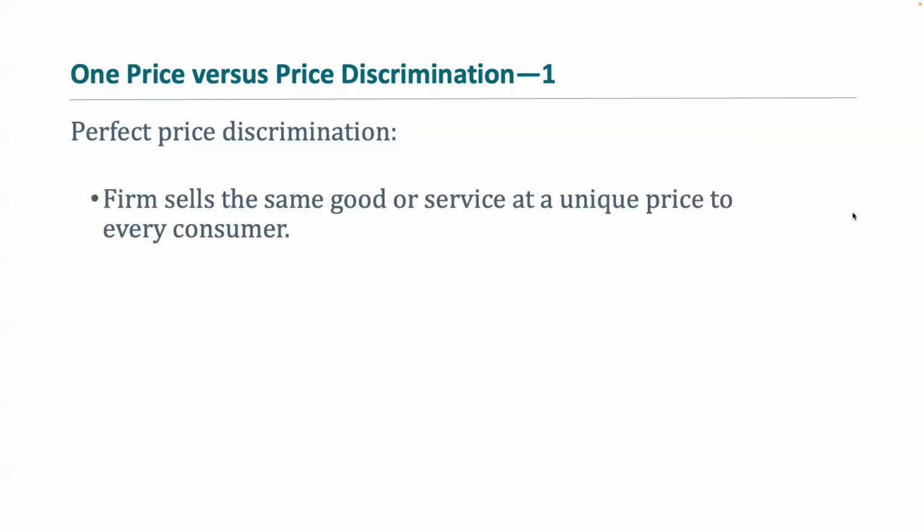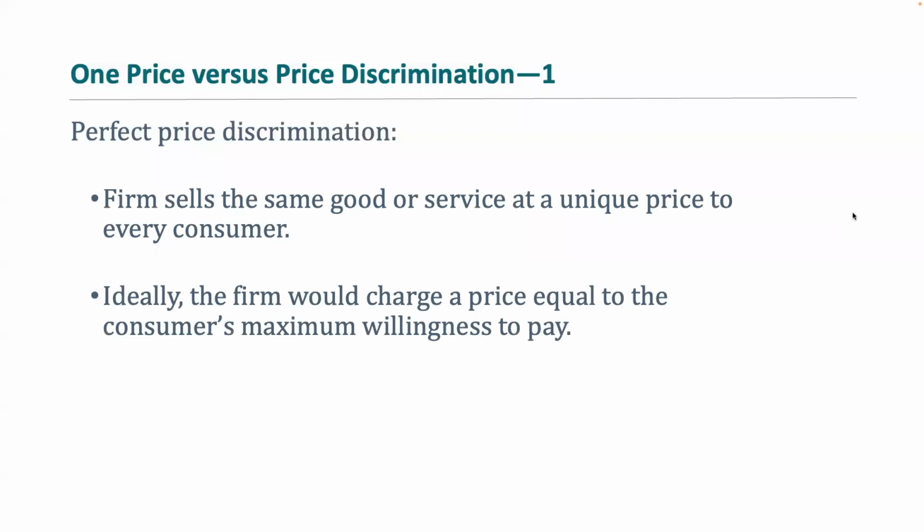With perfect price discrimination, every firm is selling the same good or service at a unique price to every particular consumer. And ideally, the firm would charge a price equal to the consumer's maximum willingness to pay. A good example of this is car dealerships and jewelry stores. So by selling the good to customers at the consumer's WTP, or willingness to pay, the firm is trying to extract all the consumer surplus.